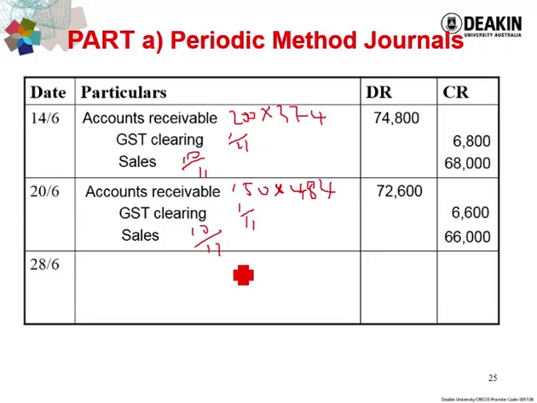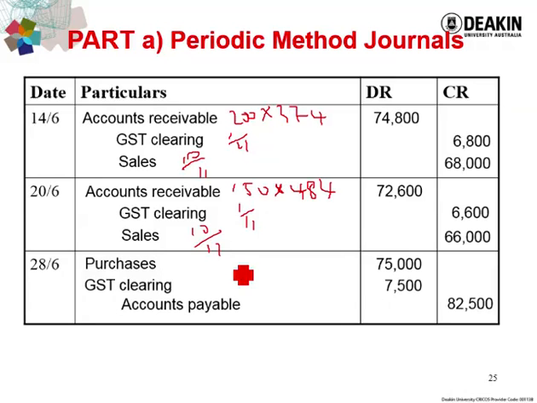Then on 28 June, you purchase 250 tables at $330 GST inclusive each. So you credit accounts payable 82.5K, which is 250 multiplied by 330, GST inclusive, and you debit purchases 75K, which is 10 over 11, and you debit GST clearing 1 over 11, 7.5K.